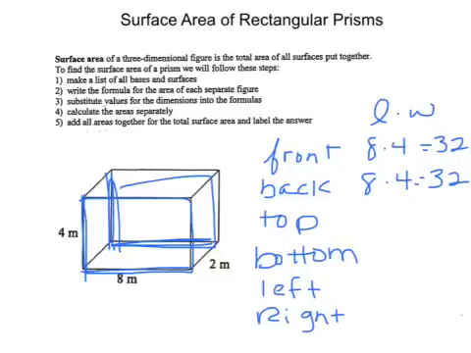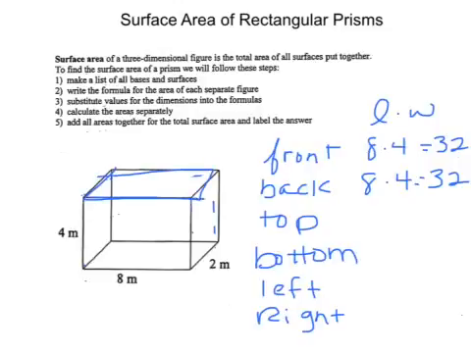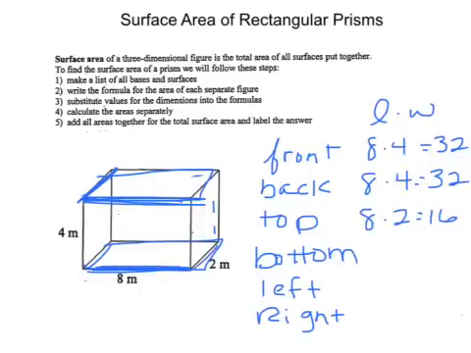Now let's go ahead. I'm going to erase that. Let's do the tops and the bottoms. All right. So the top would be this rectangle here. It would be this length, which would be 8, and it would be this length, which would be 2. So 8 times 2, which is 16. And the bottom, which is this rectangle, again, length of 8, width of 2. 8 times 2, which equals 16.